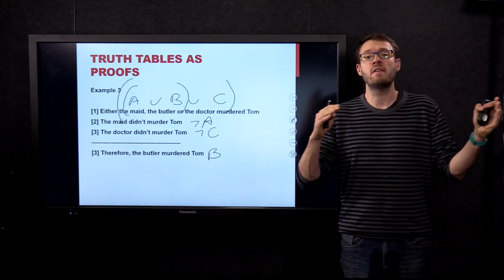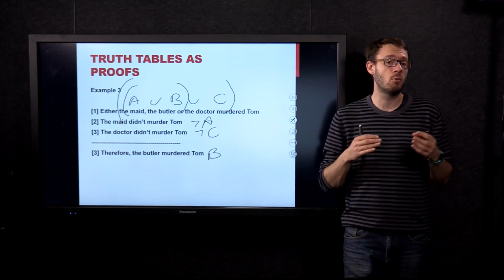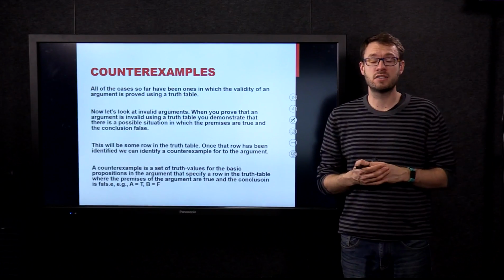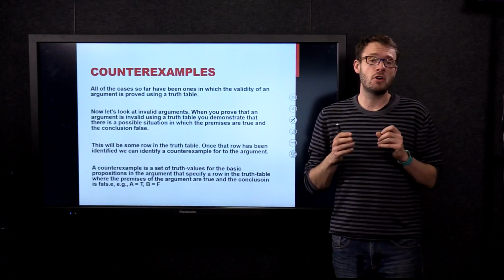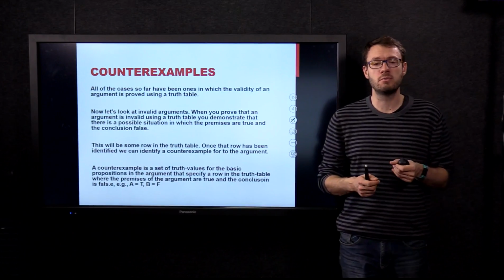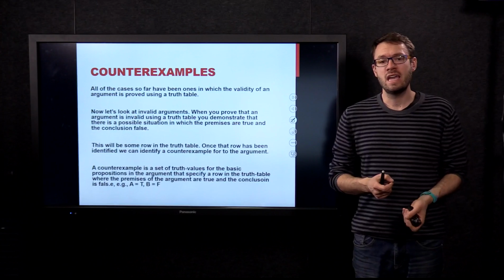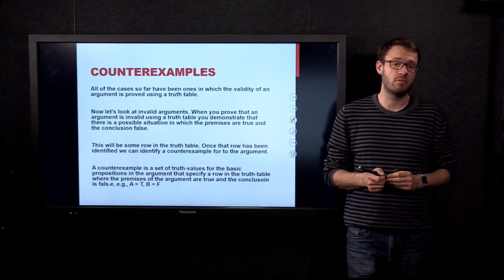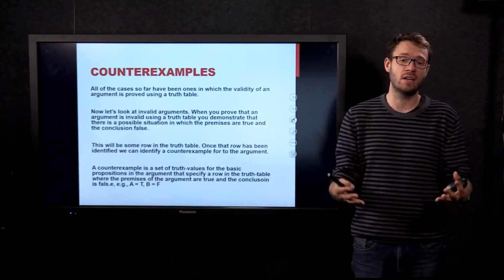We've actually got a proof that underpins our initial intuitions about whether or not those arguments seem to us to be valid. But not all arguments are valid. Many arguments are invalid. And what we can also do is use the truth table method to demonstrate that an argument is invalid. And indeed, we can take it a step further. What we can do is actually produce a counterexample.